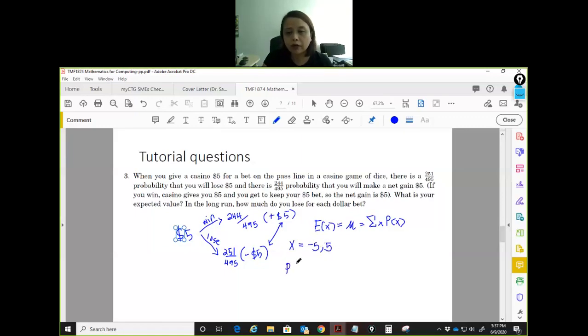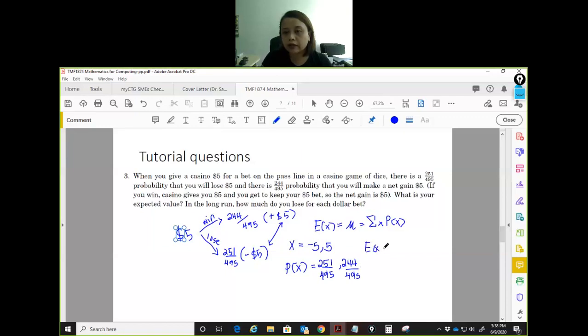Then the probability of x: when x is equal to negative 5, the probability will be 251 over 495. And then when x is equal to 5, the probability will be 244 over 495. Okay, so these are the only two. Actually, you can make this as a table, right? We have x, P(x), negative 5 and 5, 251 over 495, and so on. So from there, we can calculate our expected value.